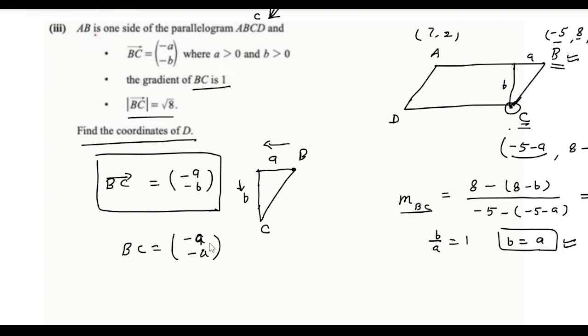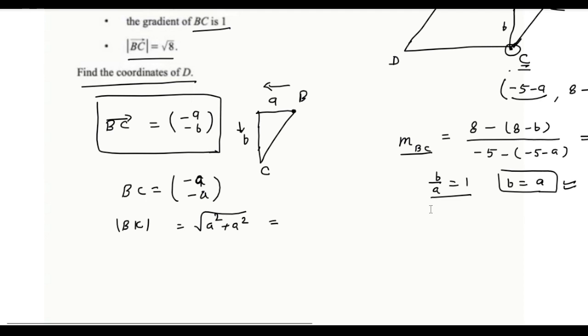So I can write BC as minus A, and the magnitude of this BC I can write as square root of A square plus A square, because B is equal to A. This B divided by A you got as 1, so you got B is equal to A, right? So that B I can replace with A, or A I can replace with B. Now why will I do that? Because then I have only one unknown, which is A or B, and the magnitude of BC they already gave you, it's root 8.